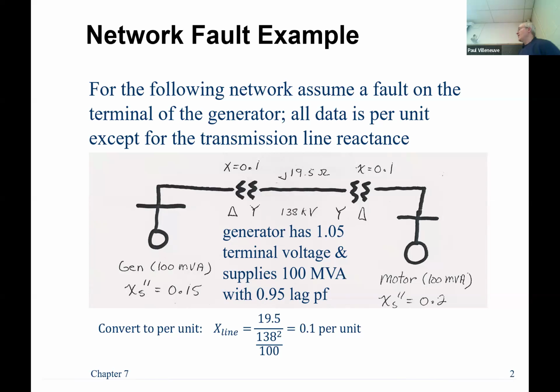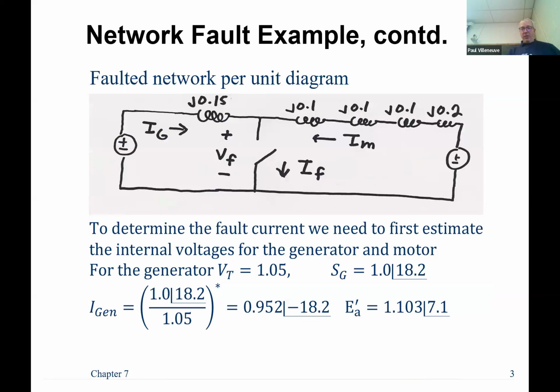Now what we need to do is convert our diagram to per unit, and unfortunately our transmission line is not provided in per unit. So we have to divide that by Z base, and our V base we're going to assume is 138 kV. Our S base is 100 MVA, unless we know otherwise. So our line impedance works out to j0.1.